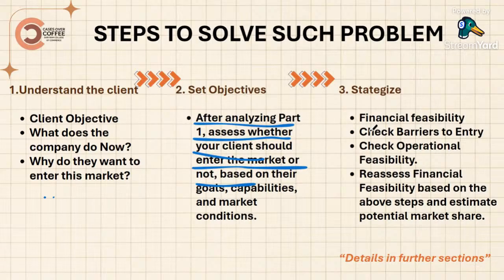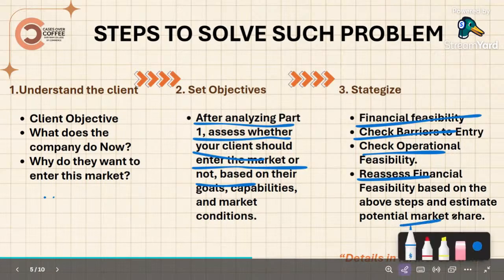And then as the strategy part, we have four different components: the financial feasibility, the barriers that we need to check, the operational feasibility, and then we need to reassess the financial feasibility that we did so far, and then we need to estimate the potential market share specifically.